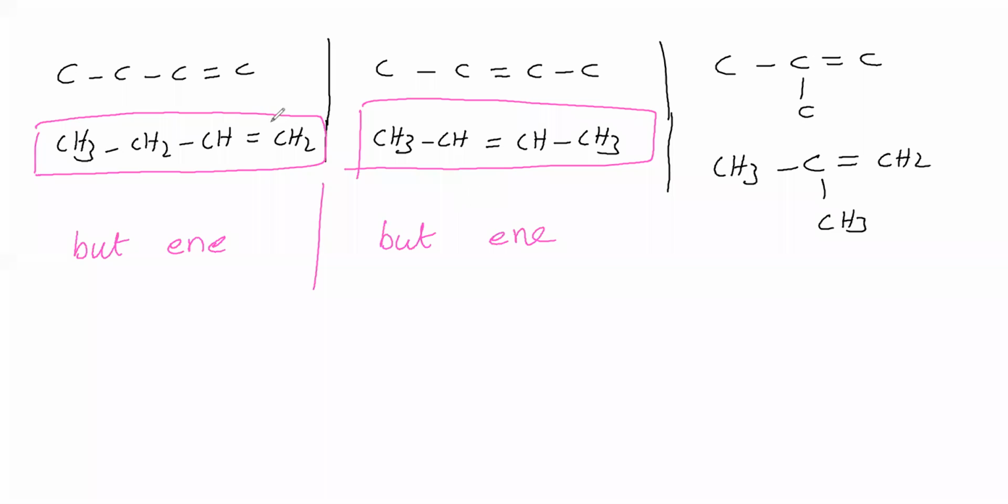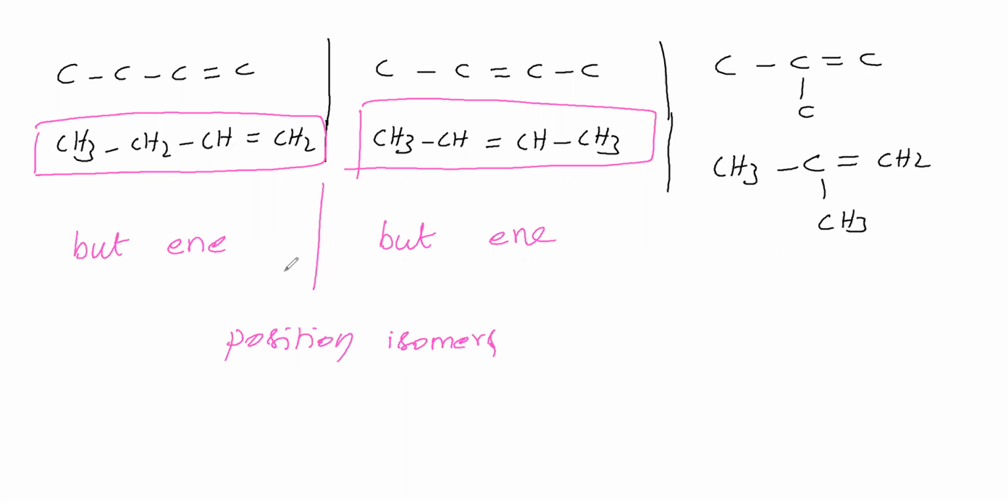Now here double bond is present at terminal. Here double bond is present at the center. Therefore position of double bond is different. Therefore these two are called position isomers. Position isomers means position is different. In these two cases, here position of double bond is terminal, here position of double bond is center. Therefore we can call them position isomers.